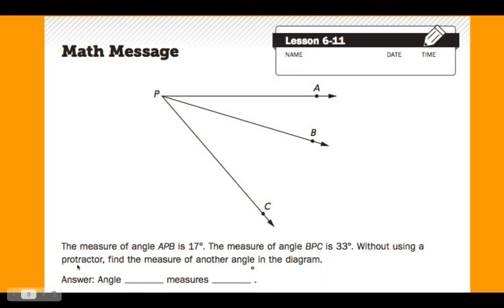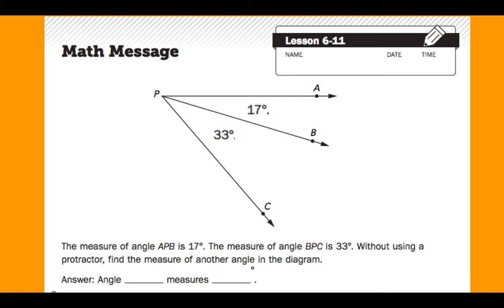All right, so it's telling you down here that the measure of angle APB, so this angle here, is 17 degrees. Now, the measure of angle BPC, this angle here, is 33 degrees. Now, without using a protractor, find the measure of another angle in the diagram. Well, what is the other angle in the diagram? So I want you to try to figure that out. Pause the video. First of all, find what the other angle is, and then tell me what the measurement of that other angle is.